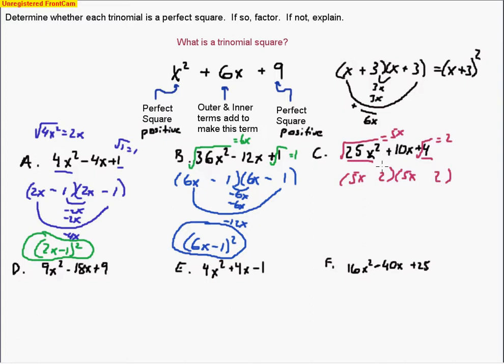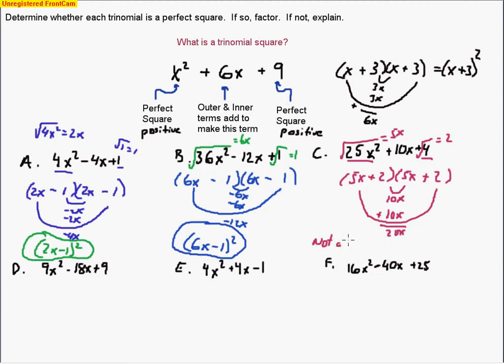Now they add to make a positive, so that means they both be plus signs, and we got to check those outside and inside terms to see if they add to make 10x. Well, we've got a problem here. See, the inside make 10x, the outside make 10x. That means those add to make 20x. So what that means is that this is not going to end up factoring, and this is not a trinomial square. So we have to explain that.